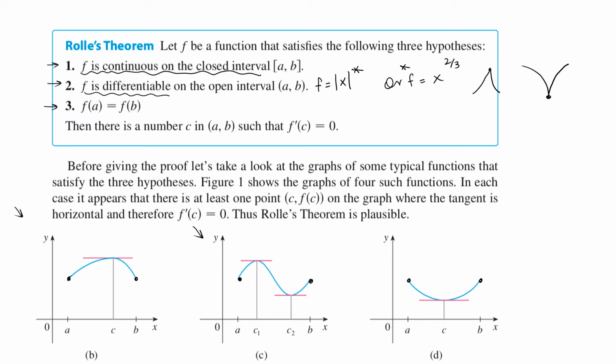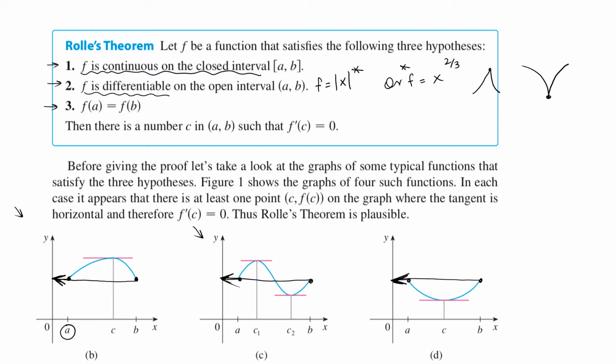The third condition is that the height of the first end of the closed interval must be equal to the height of the second end of the closed interval. It means f of a and f of b should have the same height, or f of a equals f of b. Here in figure 2 you can see that the heights at a and b are the same. Similarly here, the heights at the first and the last point of the closed interval are the same.